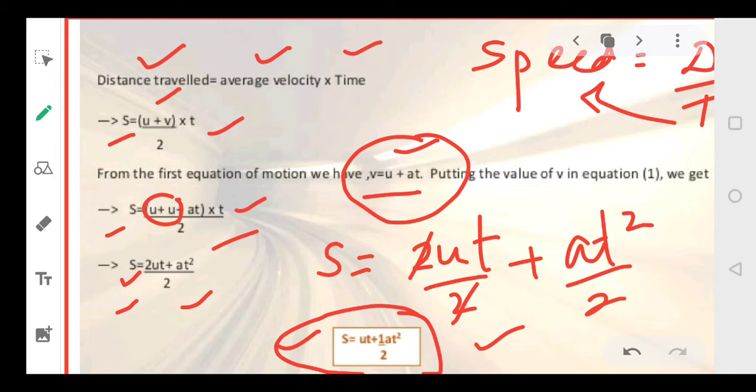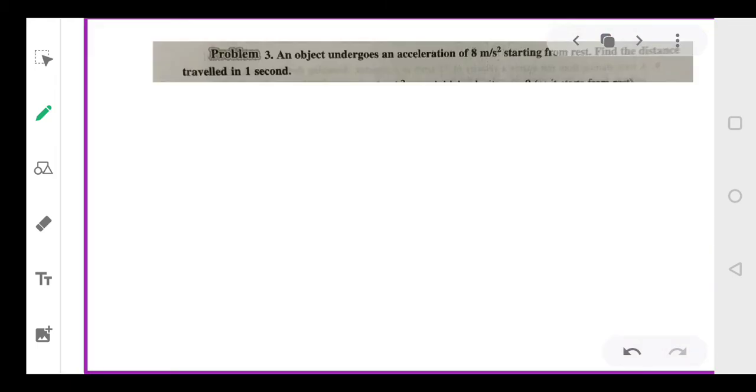Okay. So let's see the various numericals based on this formula. We'll solve the numericals based on this formula. Let's see the first numerical. Let's read it. An object undergoes an acceleration of 8 meter per second square starting from rest. Find the distance travelled in 1 second.